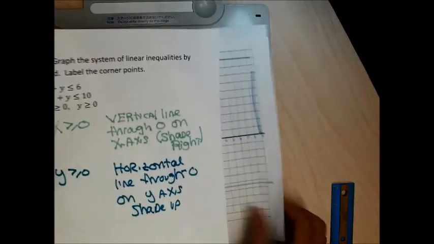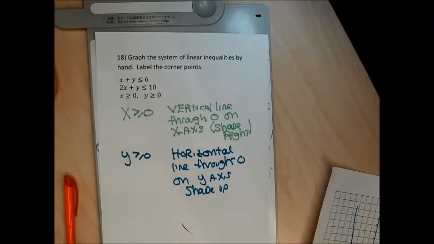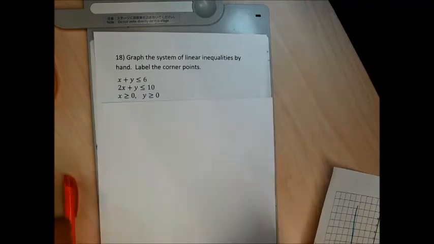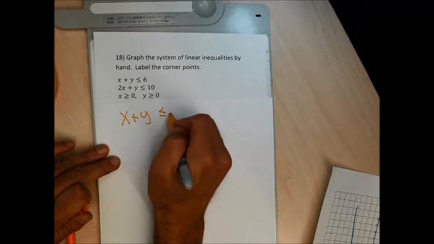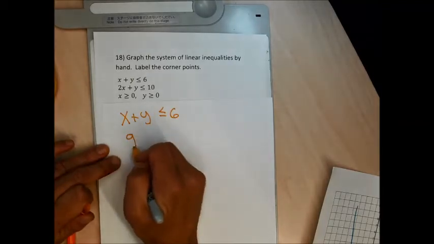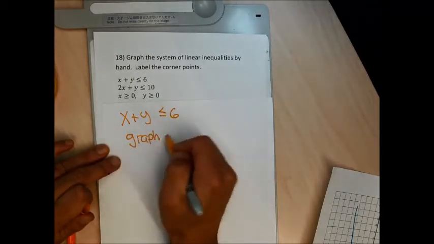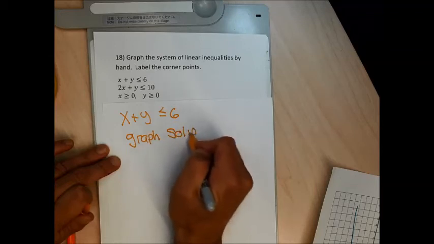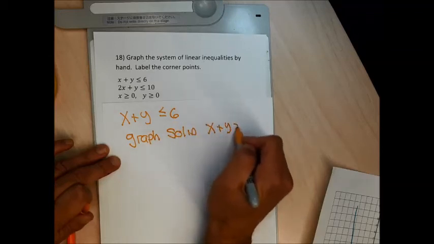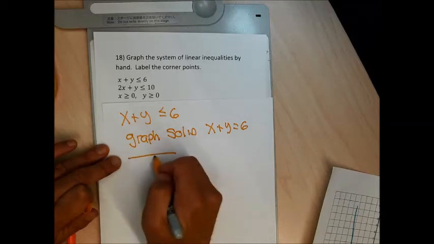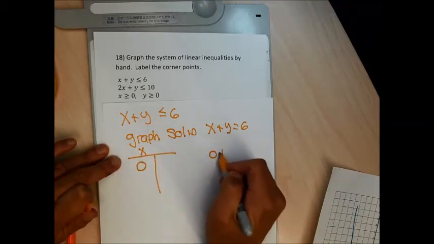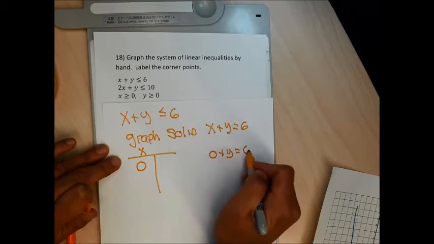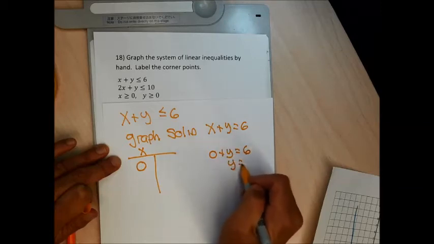The next one I'm going to worry about is x plus y is less than or equal to 6. And I'm going to worry about those by getting intercepts first. So for the x plus y is less than or equal to 6, I'm going to graph a solid line of x plus y equal to 6. Remember, we started plugging in some 0, so I'm going to plug a 0 in for x and get 0 plus y equal to 6. That's going to give me y equal to 6.